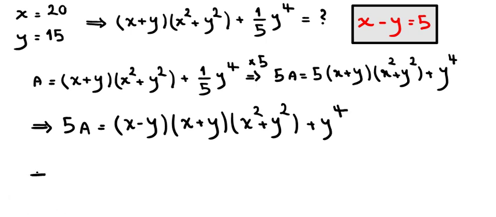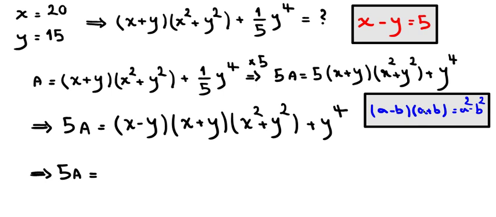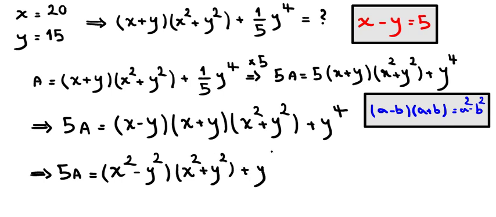Now we should know one of the most famous identities in math, and that's a minus b multiply a plus b equals a power 2 minus b power 2, and here we have the same thing. x minus y multiply x plus y equals x power 2 minus y power 2 for this, and next x power 2 plus y power 2 for the second time.